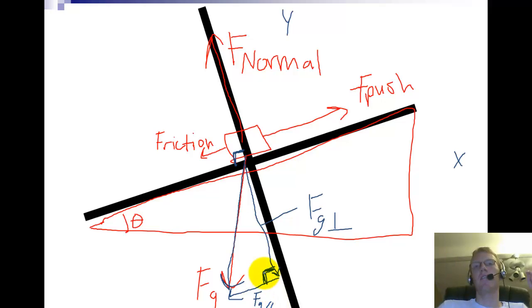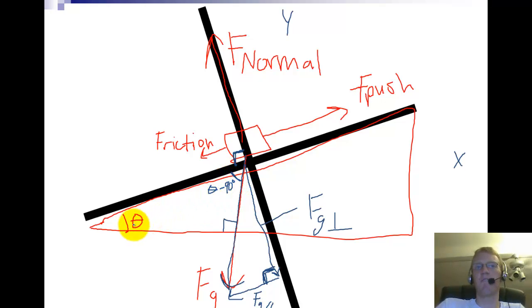Okay, and to get these two components, FG parallel and FG perpendicular, you need to know one of the angles in this triangle. So let's use a little bit of geometry. This is a 90-degree angle. This is an angle theta, and the total of these angles in a triangle has to add up to 180. So if this is 180 and this one is 90, then this one here plus this one here has to be 90. So this one here is theta minus 90. Okay, this angle right here is theta minus 90.